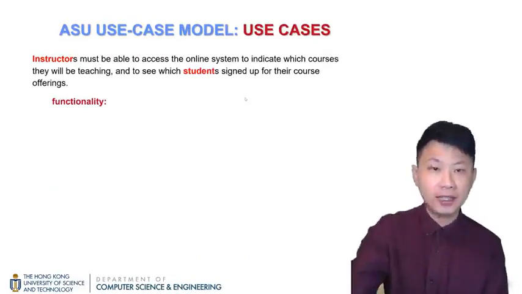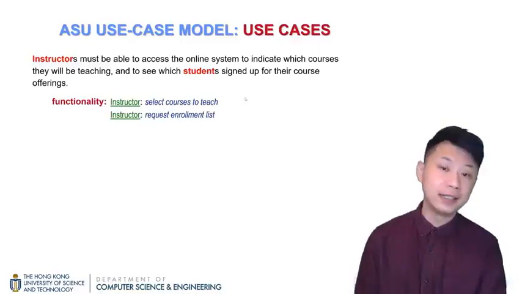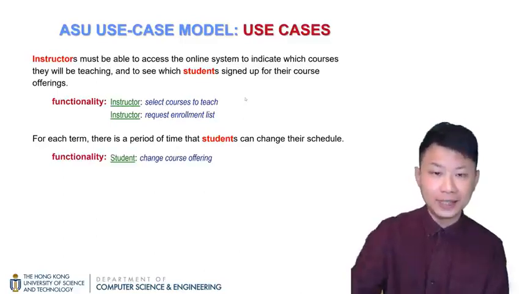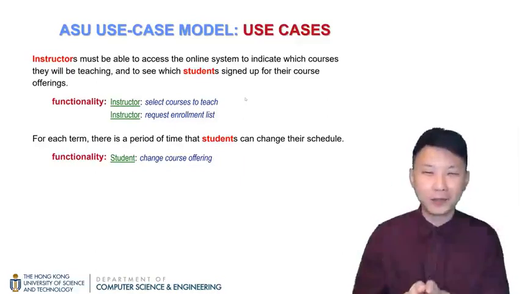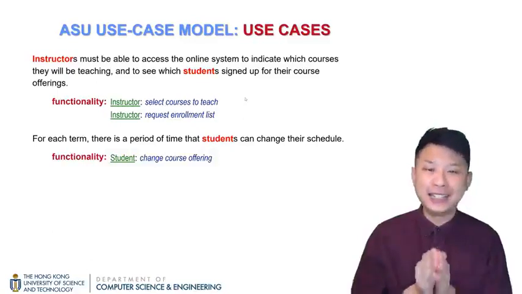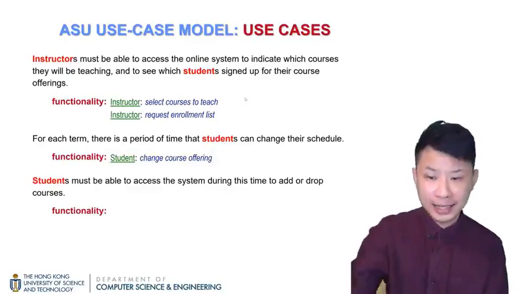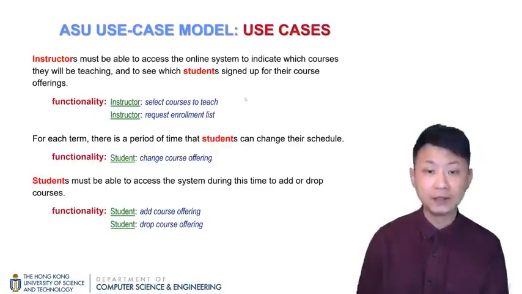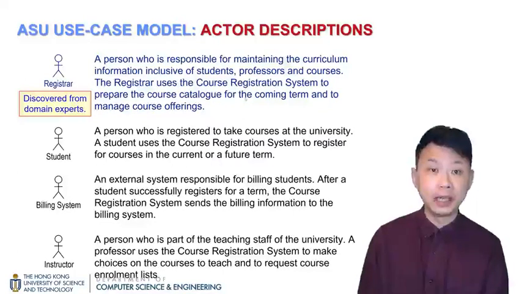And then another functionality that we can get from this sentence is that instructor is going to select courses to teach, and also instructor is going to request for enrollment list. And then in the next sentence, we're going to see that student is going to change their schedule. Okay, and eventually a schedule is going to be just a set of course offerings. So that's why we're going to refine it and say that student is going to change course offerings. And then in this sentence, we're going to get the functionality that student can actually add course offering and also drop course offering. And now from the prompt statement, we can see that someone is going to prepare course offerings and also someone is going to cancel course offerings on the system.